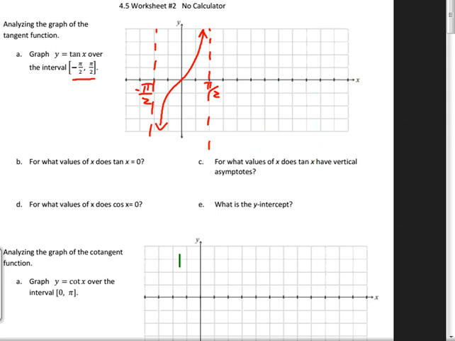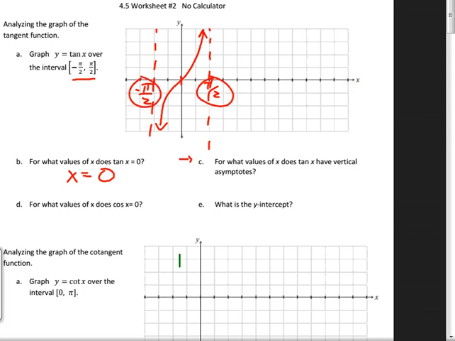Okay. For what values of x does tangent of x equal 0? For what values of x? So they want these kind of numbers. This spot, or this spot. Where is tangent equal to 0? 0. If x equals 0. Part C, for what values of x does tangent have vertical asymptotes? Oh, so there's the x values of the asymptotes.